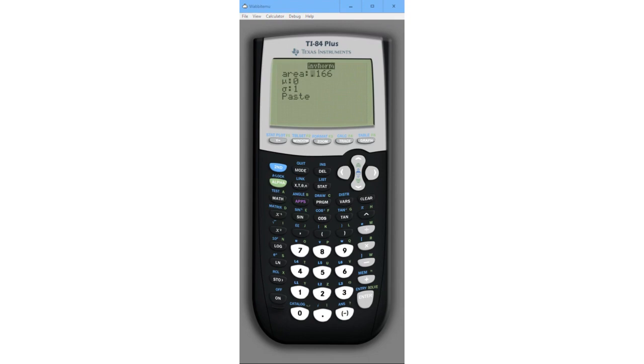So 0.2296. And then I got, oops. So there's the z-score that pertains to that. And I'm just going to round it off to 2.